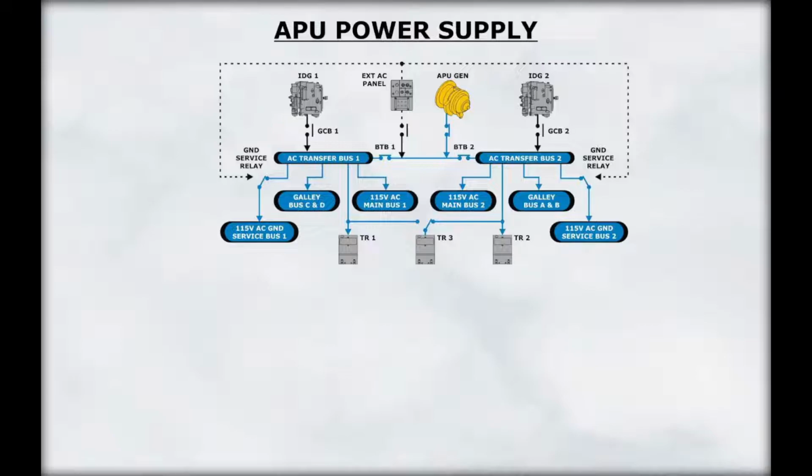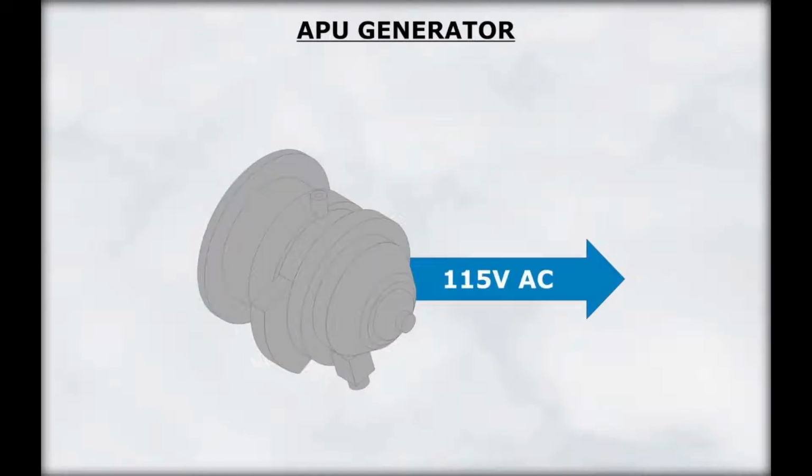The APU supplies both transfer buses through bus tiebreakers, or BTBs. The APU generator is similar to the engine-driven generator, except that there is no IDG. The APU turbine speed is controlled to maintain a constant APU generator output. The APU also produces three-phase, 115-volt AC electrical power at a frequency of 400 Hz.